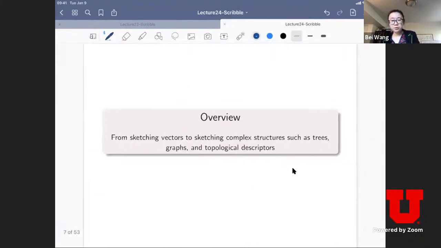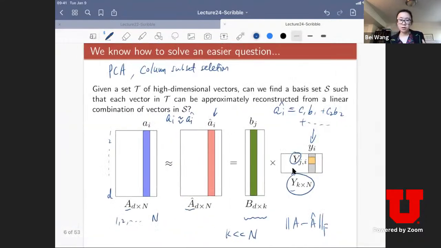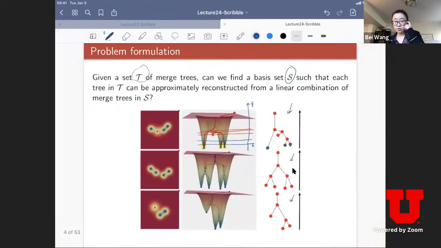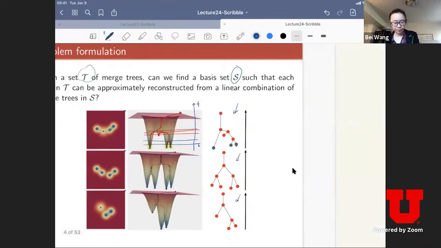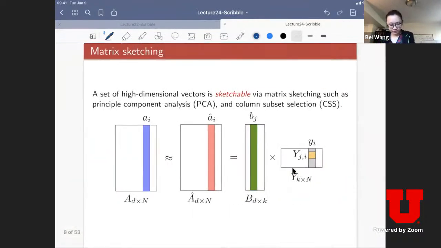So how do we translate this formulation to what I want to achieve here, which is that I now have a collection of merge trees and I want to find a basis to represent the collection of merge trees? When I combine topological data analysis with data sketching, what I'm trying to sketch is no longer just high dimensional vectors. I try to sketch some more complicated structure. I've been asking myself this question for about 2 years until recently we figured out how to do it. So how do we do it?